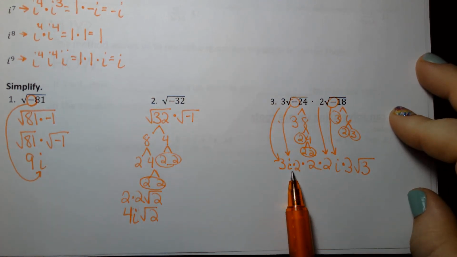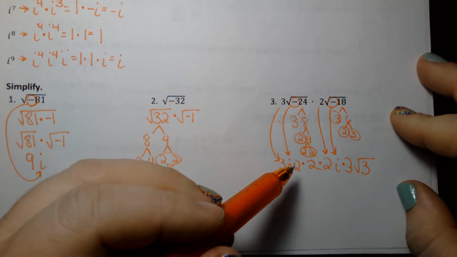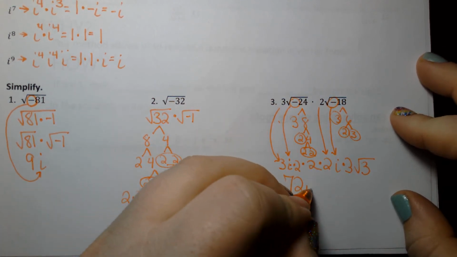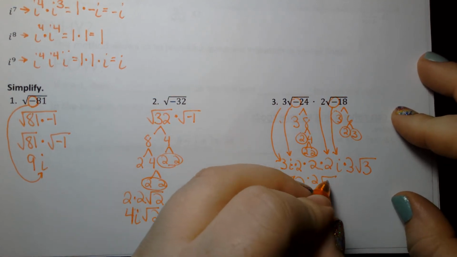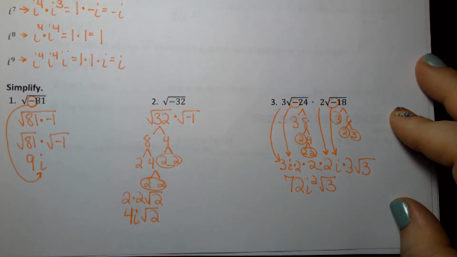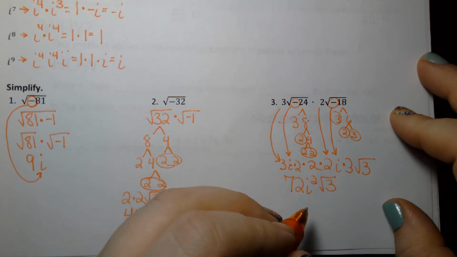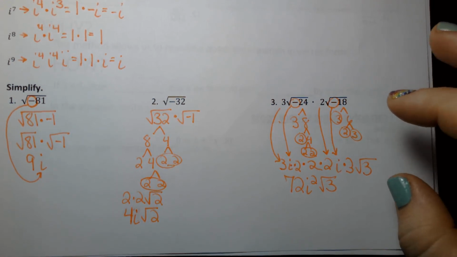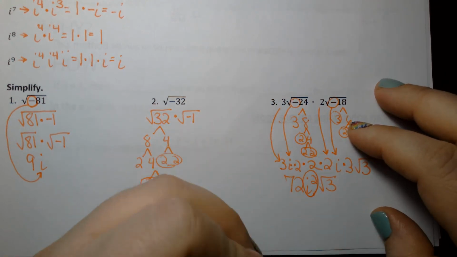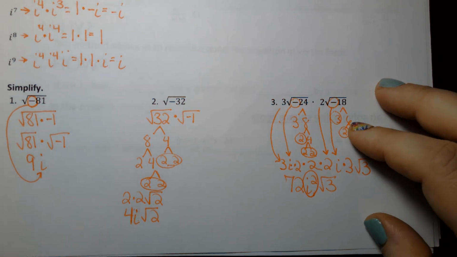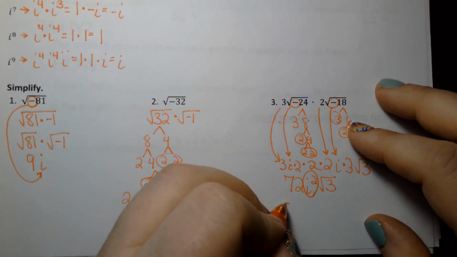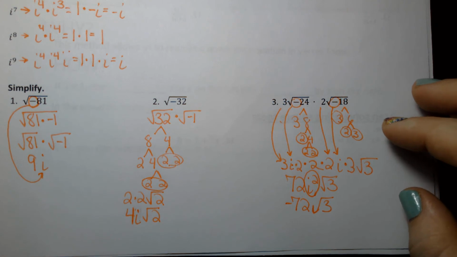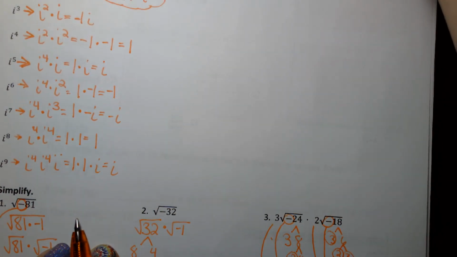So let's multiply everything that happened in front. 3 times 2 times 2 times 2 times 3 gives me 72. i times i gives me i squared. And i squared always equals negative 1. So, oops. Oh my goodness. It's a little late where I'm doing this. i squared always equals negative 1. i squared should equal negative 1. So we have negative 72 square roots of 3. Let's turn it over and see what else we can do with i.